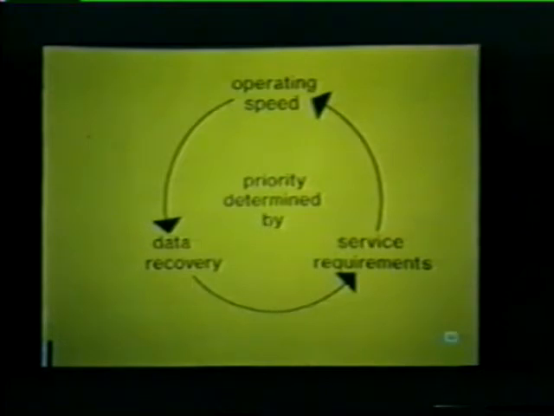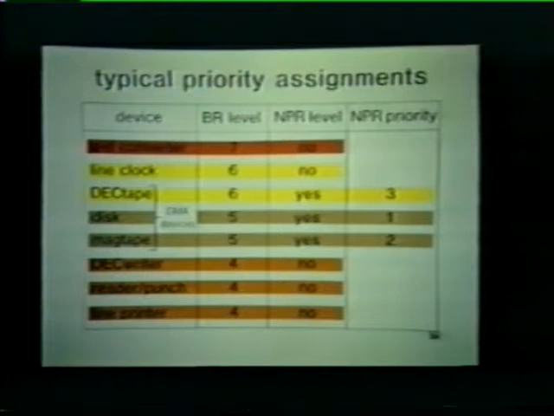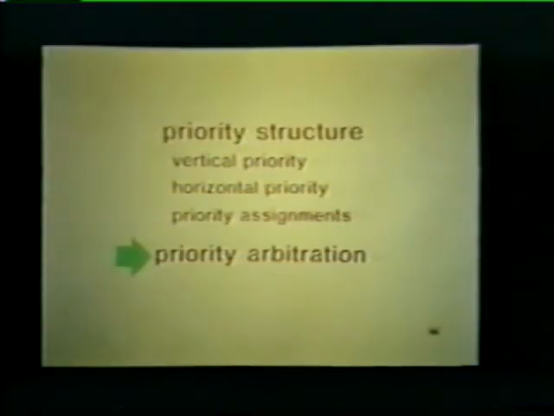The main factors determining assignment of priorities are operating speed of the device, which includes the time data is available, ease of data recovery, and the device's dependency on the processor for service. Based on the factors just mentioned, we assign a specific priority level to each device in our PDP-11 system. Here we see some typical priority assignments. Notice that DMA devices normally have both a BR level and an NPR level assigned. In the right-hand portion of our chart, we've indicated the horizontal priorities assigned to devices at the NPR level. That wraps up our discussion of the PDP-11 priority structure.